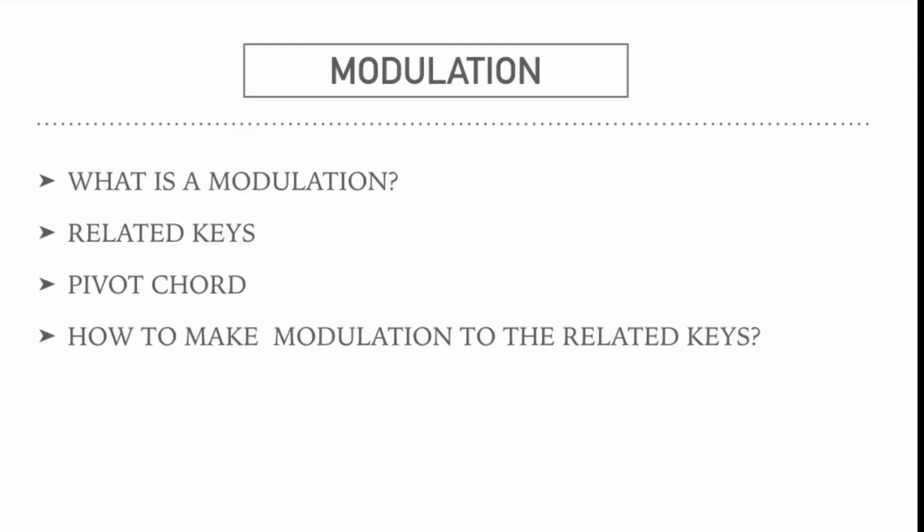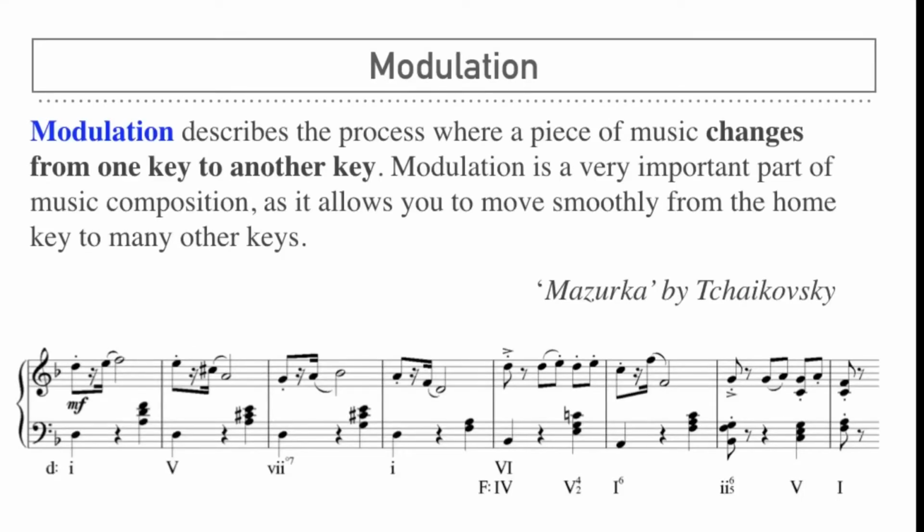Okay? Before we start, let's look at the definition of modulation. What does it mean, a modulation in music? So, modulation describes the process where a piece of music changes from one key to another key. Modulation is a very important part of music composition as it allows you to move smoothly from the home key to many other keys. Let's look at this example.